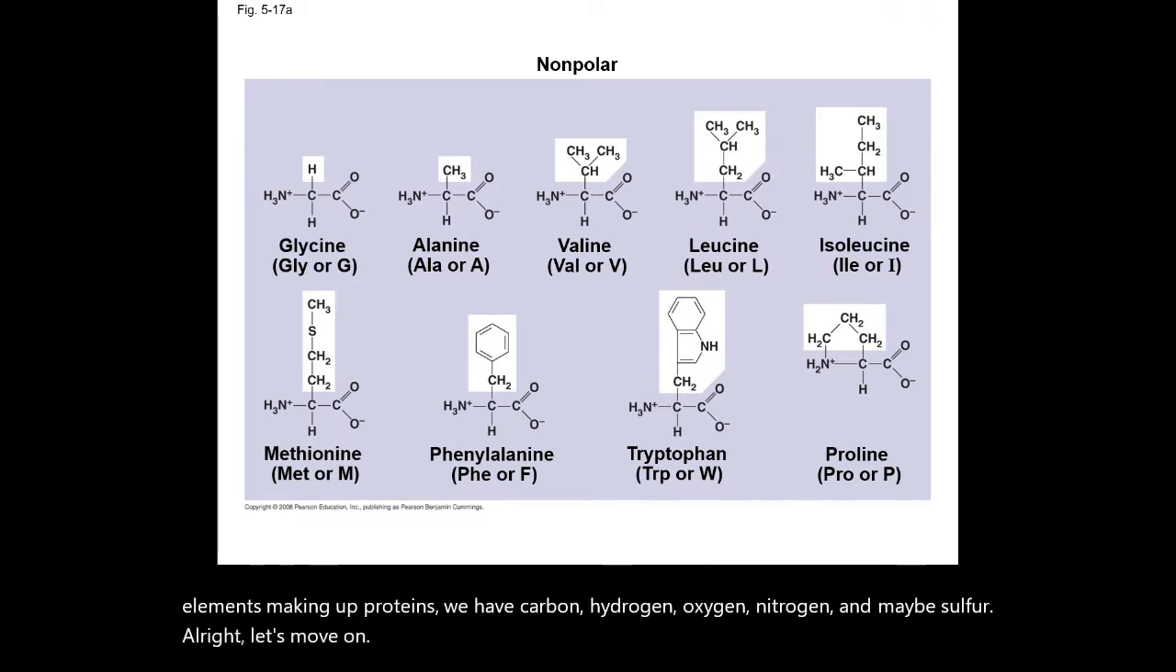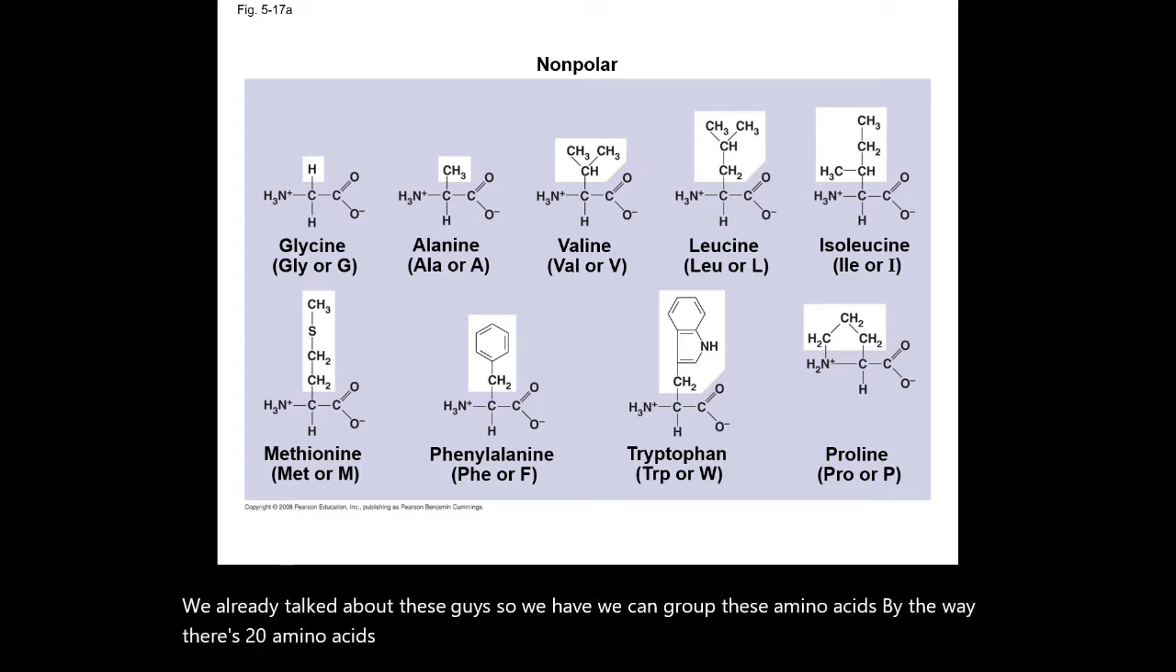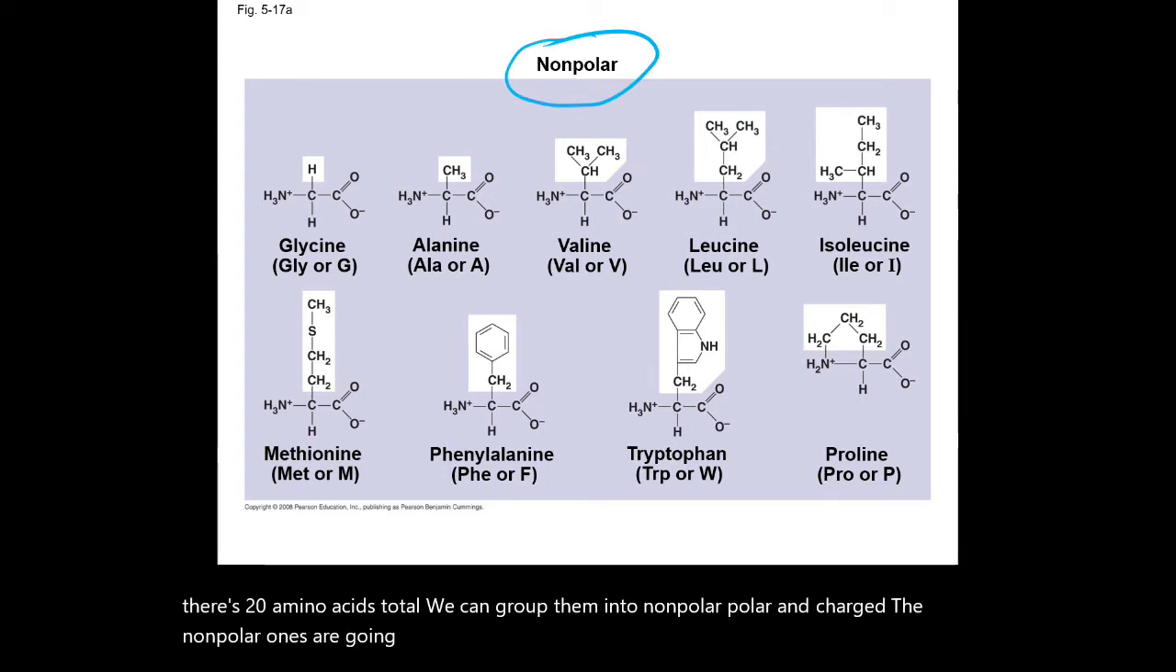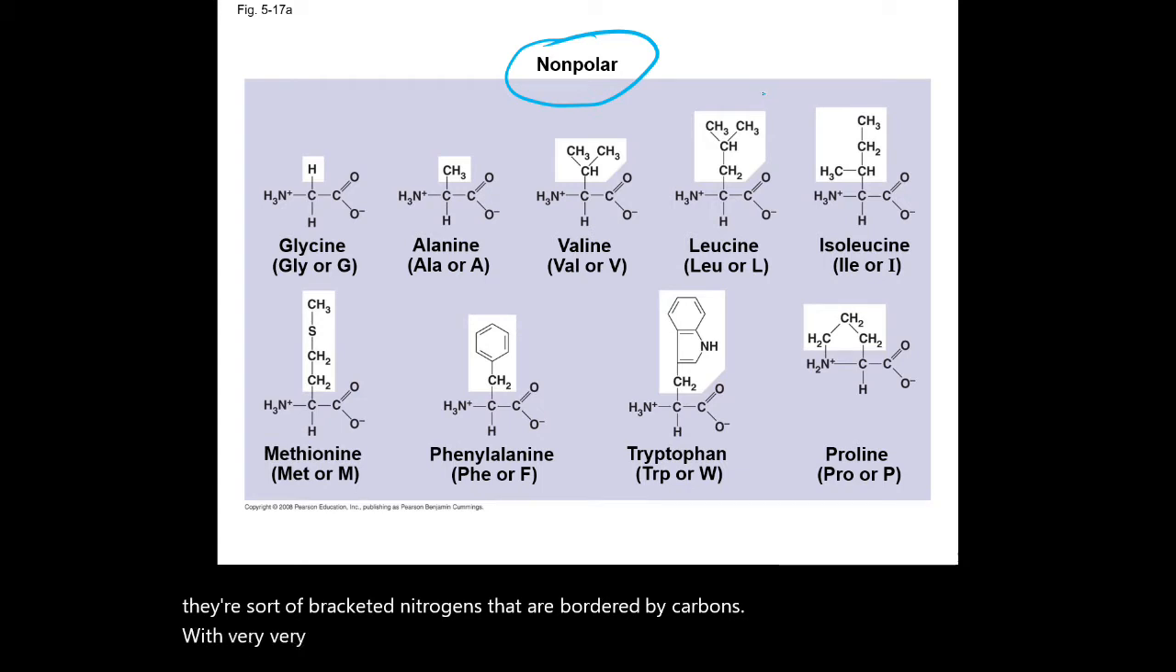We already talked about these guys, so we can group these amino acids. By the way, there's 20 amino acids total. We can group them into nonpolar, polar, and charged. The nonpolar ones are going to not have any oxygens or nitrogens, or very few nitrogens, or they're sort of bracketed nitrogens that are bordered by carbons with very, very low or no polarity at all. So they tend to be hydrophobic.